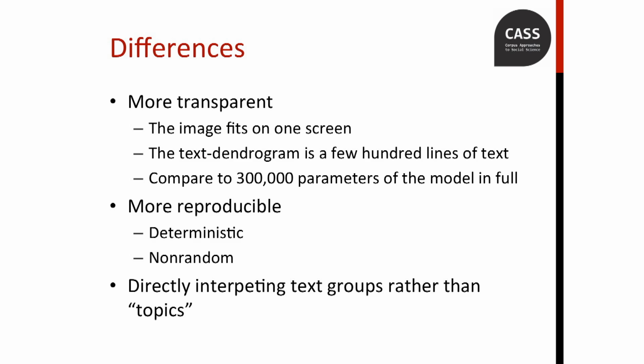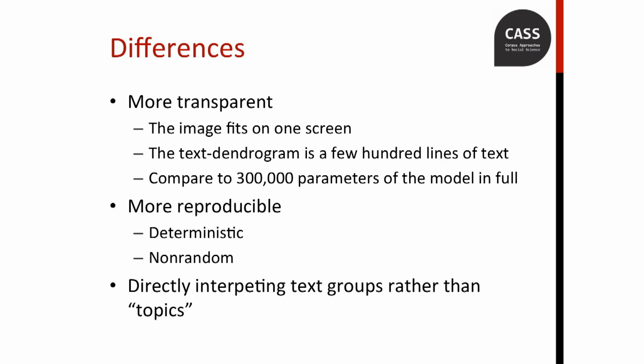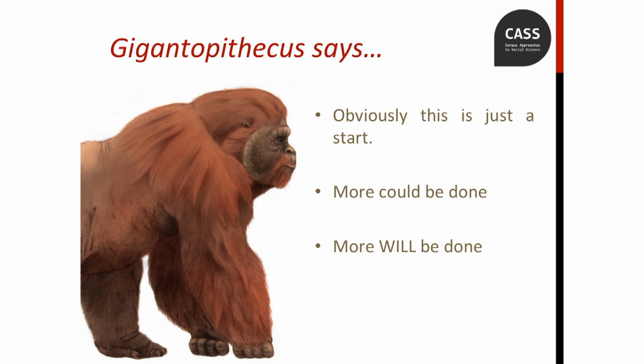But the differences are that this clustering analysis, I think, is far more transparent. The whole thing fits on one screen. The text dendrogram, a few hundred lines. It's not 20 things called from the top of this massive set of parameters. It's more reproducible because it's deterministic, and we're directly interpreting text groups rather than interpreting topics. So Gigantopithecus says, obviously this is just a start, more could be done and more will be done.